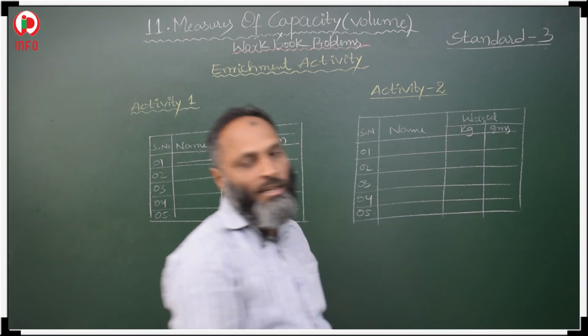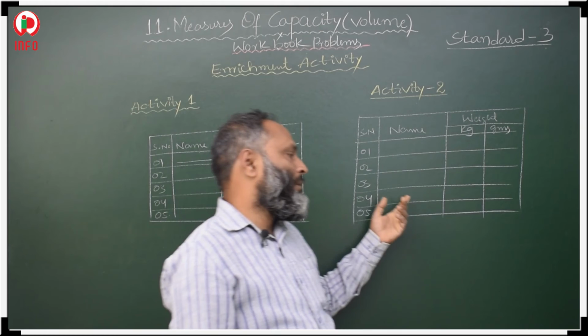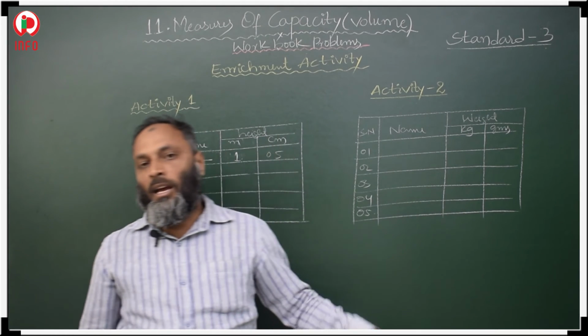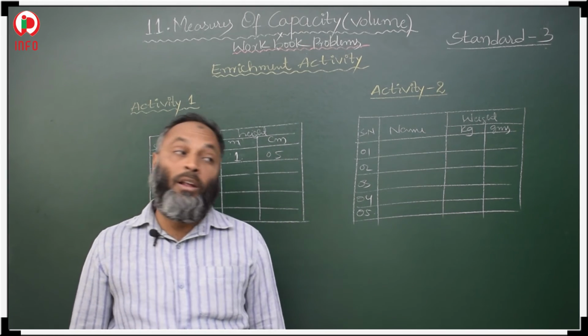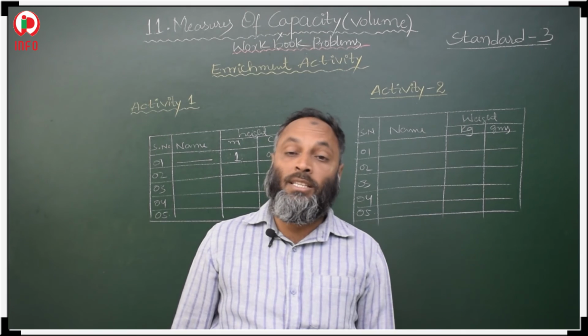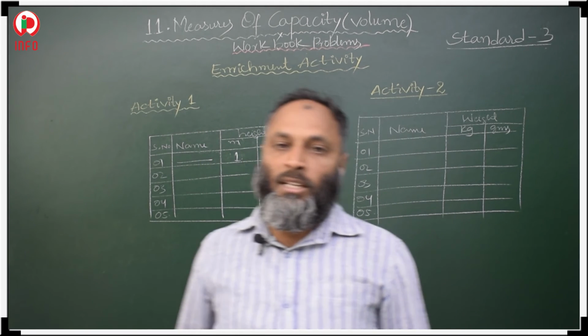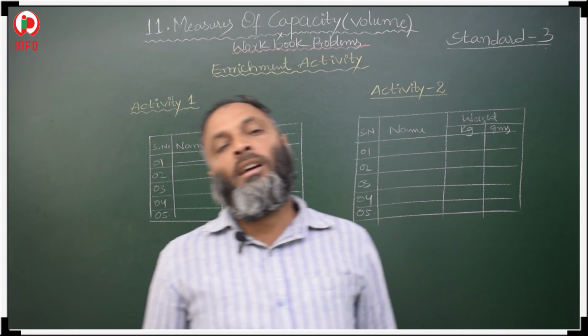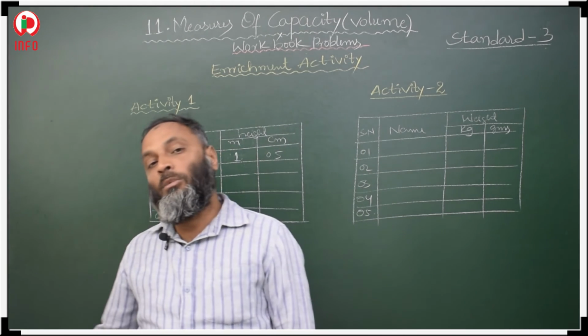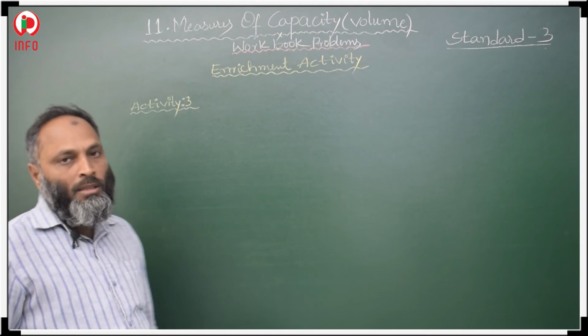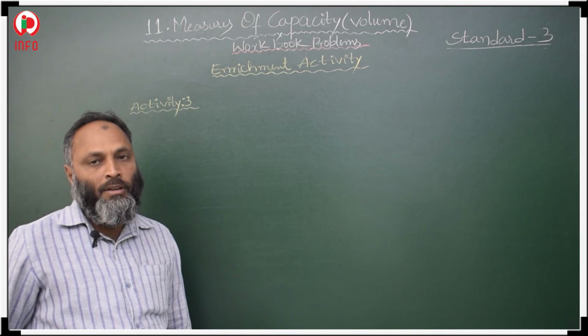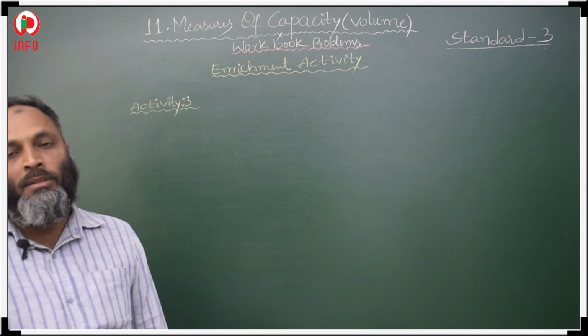So after finding the weights of your family members or your friends, arrange them in ascending order. So these weights you should arrange in ascending order. Okay. So these heights you should arrange in descending order. Okay. So this is your activity, do it by yourself. Now the third activity is also a general activity. So what is this activity's main aim?